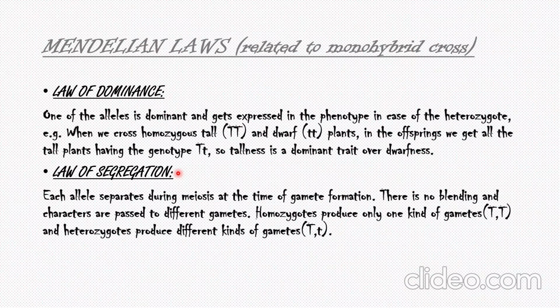And the other law is law of segregation, which states, as each allele separates during meiosis at the time of gamete formation, there is no blending and characters are passed to different gametes. Homozygotes produce only one kind of gametes, which is capital T, and heterozygotes produce different kinds of gametes, which can be capital T or small t.